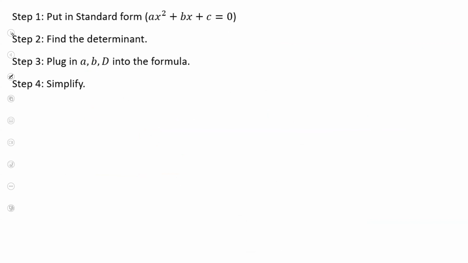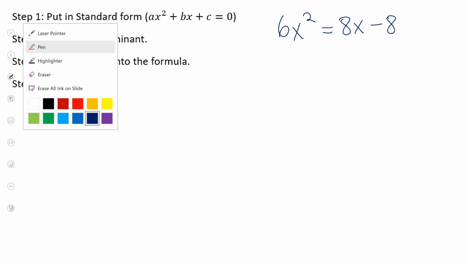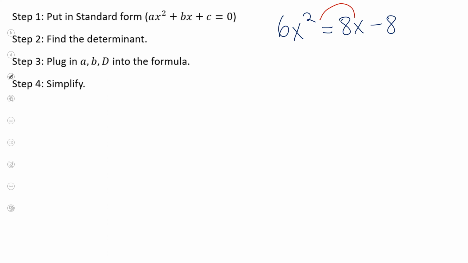This is the last example. You have 6x squared equals 8x minus 8. Okay, step number 1, put it in standard form. Is this in standard form? It's not. So let's move this over. 6x squared can stay the same. We're going to move over 8x, it becomes minus 8x. Move over negative 8, it becomes plus 8. Okay, now it's in standard form.